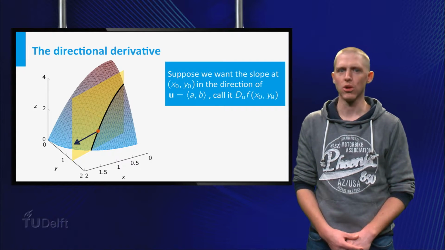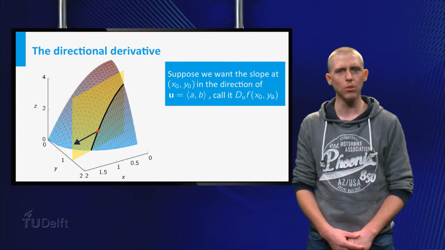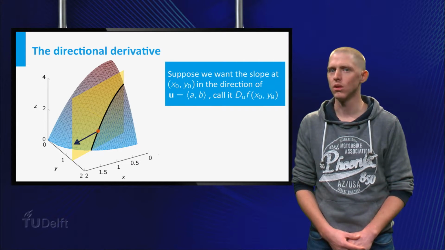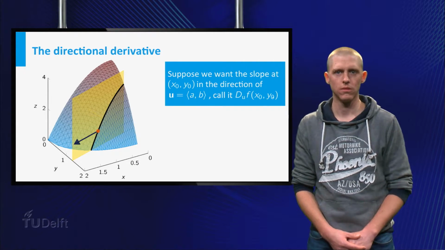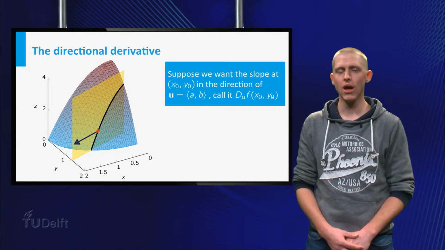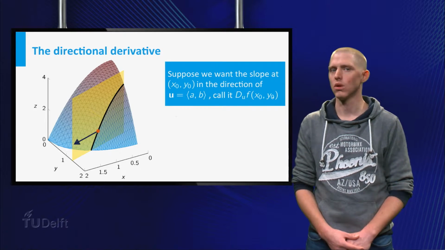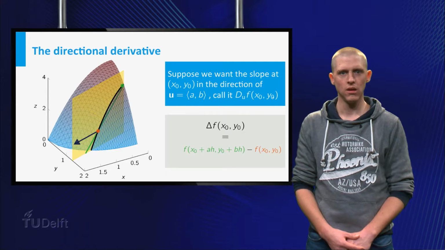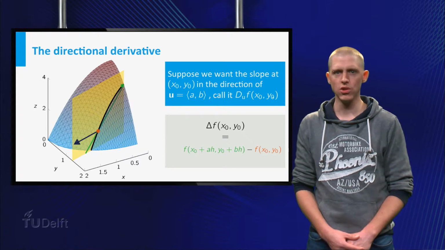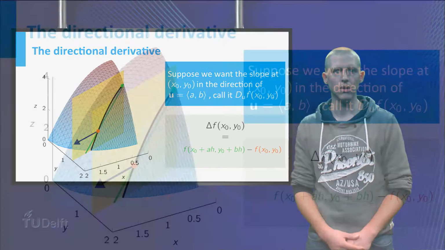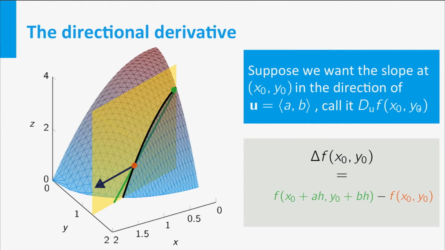Similar to the normal partial derivatives, you can draw a vertical plane parallel to u and through the point x0, y0. Again, you get a curve, the intersection of this plane and the surface z equals f of x and y. If you travel a small distance h from x0, y0 in the direction of u, you arrive at the point (x0 + ah, y0 + bh), because u is a unit vector.